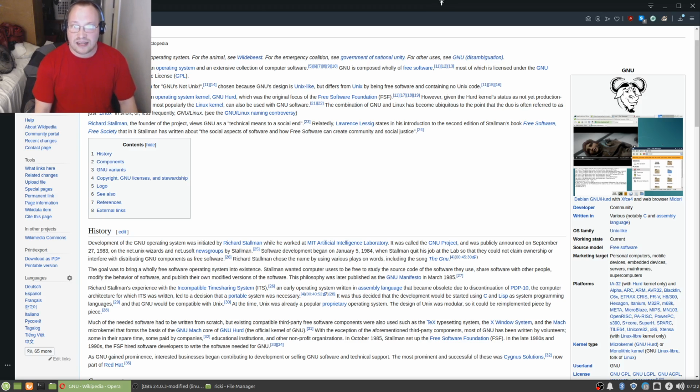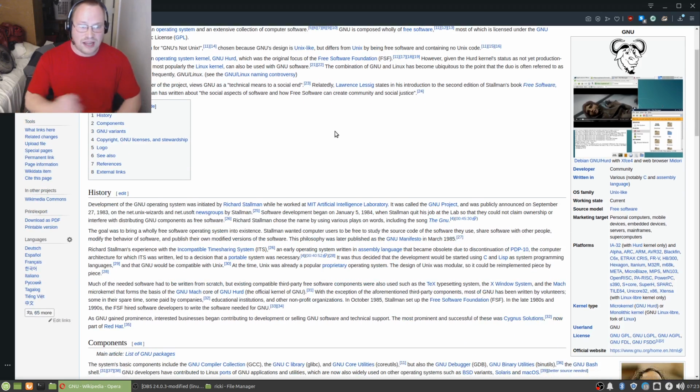Relatedly, Lawrence Lessig states in his introduction to the second edition of Stallman's book, Free Software, Free Society, that in it, Stallman wrote about the social aspects of software and how free software can create community and social justice. Development of the GNU operating system was led by Richard Stallman while he worked at MIT. It was called the GNU Project and was publicly announced on September 27, 1983, on the net.unix-wizards and net.usoft newsgroups by Stallman. Software development began on January 5, 1984, when Stallman quit his job at the lab so that they could not claim ownership or interfere with distributing GNU components as free software.